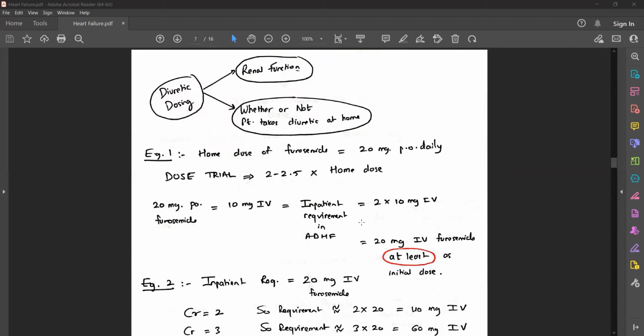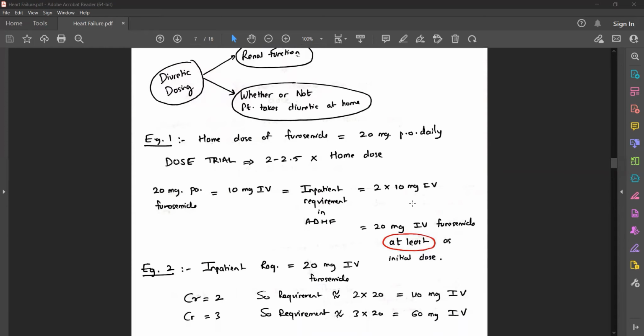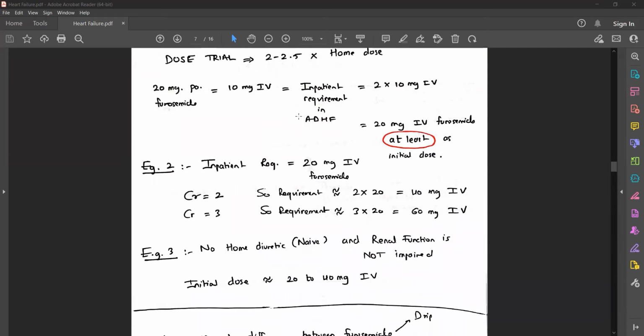And now the inpatient requirement in acute decompensated heart failure is you're going to use at least twice the dose. That is, it's going to become 20 milligram of IV furosemide as the first initial dose, at least 20 milligram of IV. Now let's talk about another patient.